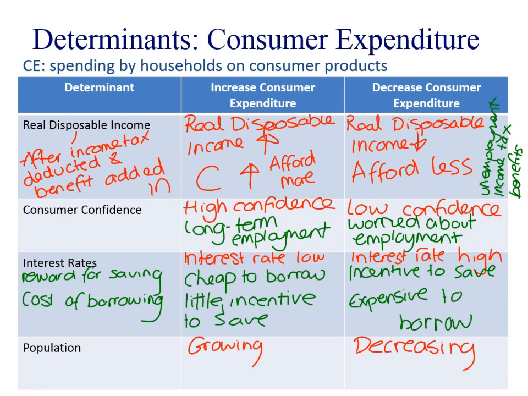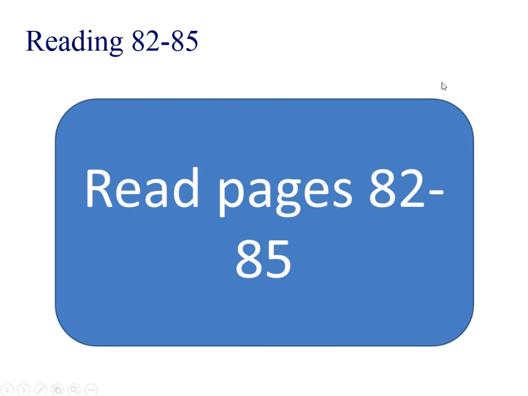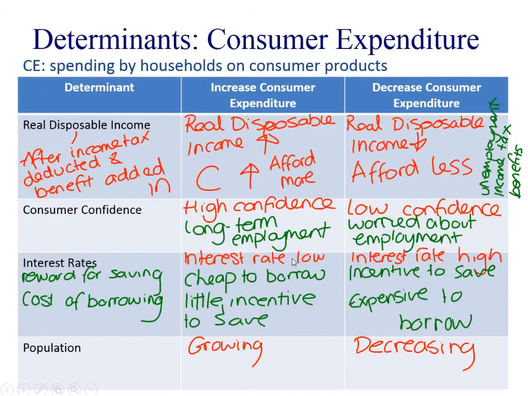Okay, so first of all, what affects consumer expenditure or consumer spending? There's lots of sections in the textbook, pages 82 to 85, about what affects it, but what I've done is just pick out 4 main factors, so it's easier for you to remember for the exam. So real disposable income, so this is your income after income tax has been deducted and benefits have been added back in, or added in the first place.